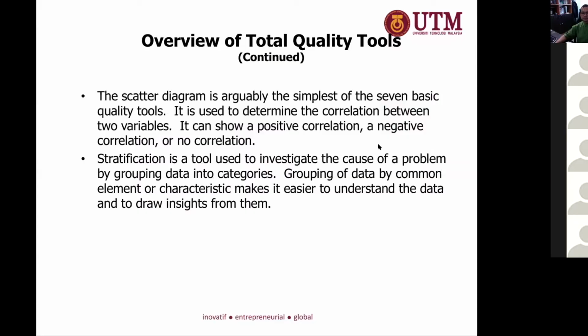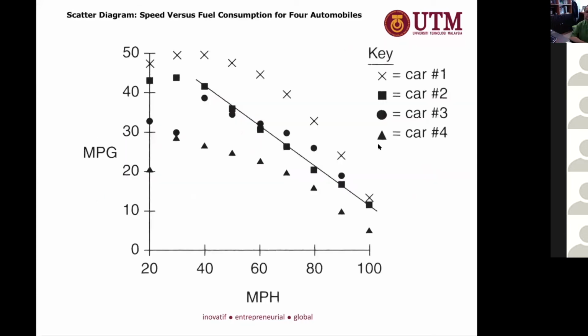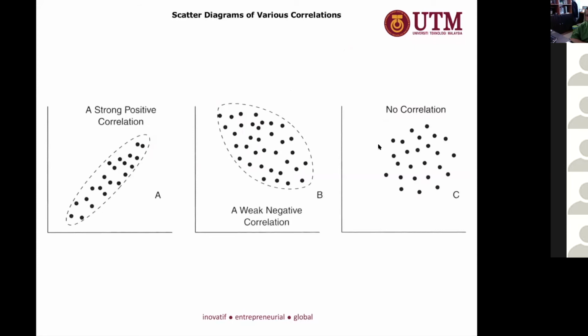The next quality tool is the scatter diagram. Maybe this is the simplest of the 7 basic quality tools. When you have your dependent variable on the y-axis and independent variable on the x-axis, you can plot this. Maybe you can use Excel to plot it. But what we are more interested in is the correlation.